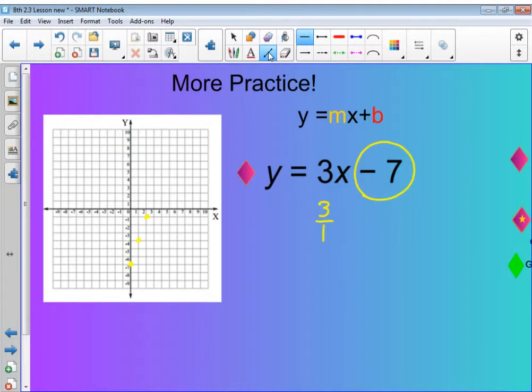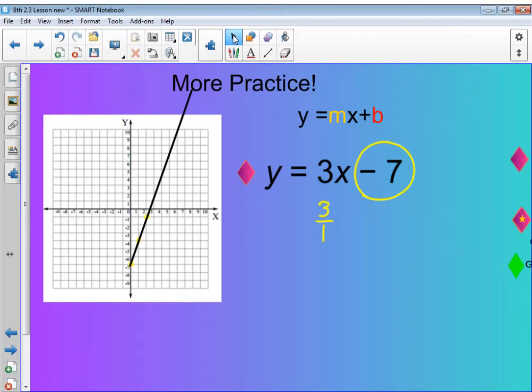Now I'm going to go ahead and connect it. And you guys should be using your straight edges and then put arrows on both ends, just identifying that that would continue forever. And if I continued the slope, you would see that it would fall back on that line again. Okay?